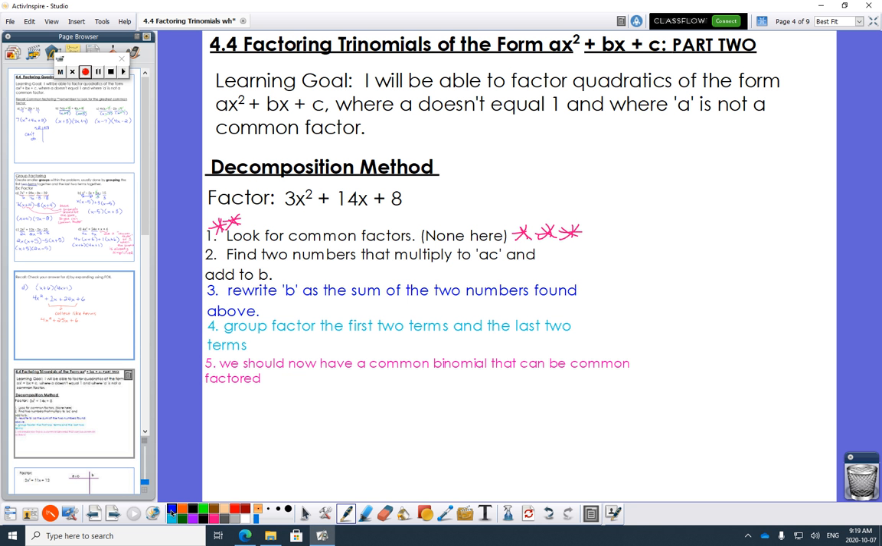So this time now, we're still going to make our chart. It's still going to be add to b. But this time, because the a value isn't 1, actually, I'm going to use a different color.